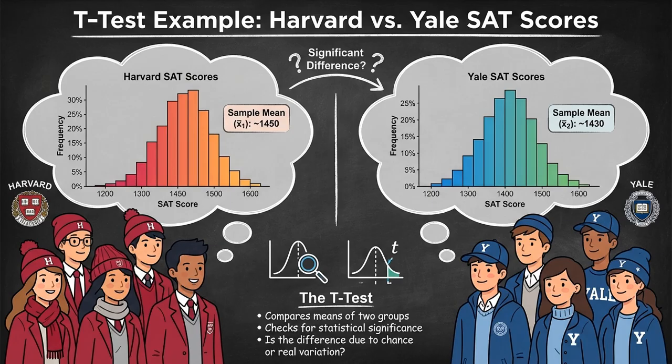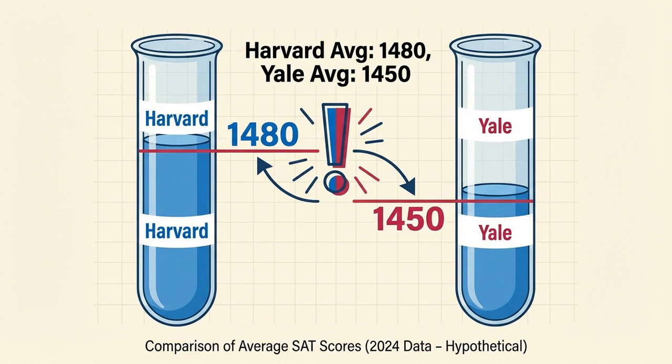Here's a practical example. Let's say you suspect that students at Harvard University have higher SAT scores than students at Yale University. Are the SAT scores statistically different? We can use a t-test to find out. Suppose we collect data and find that the average SAT score for Harvard students in our sample is 1480, while the average SAT score for Yale students is 1450. At first glance, it looks like Harvard students scored higher, but this difference alone doesn't prove anything. A difference of 30 points may not be significant or real in the statistical sense.